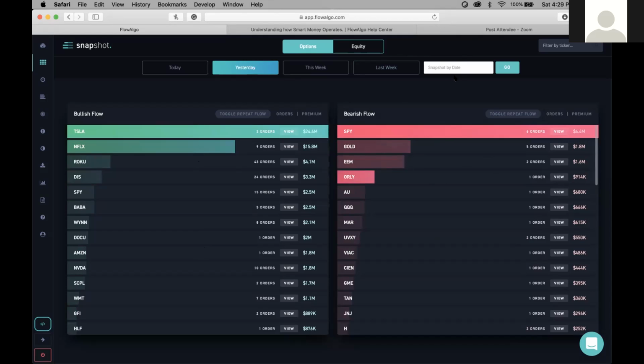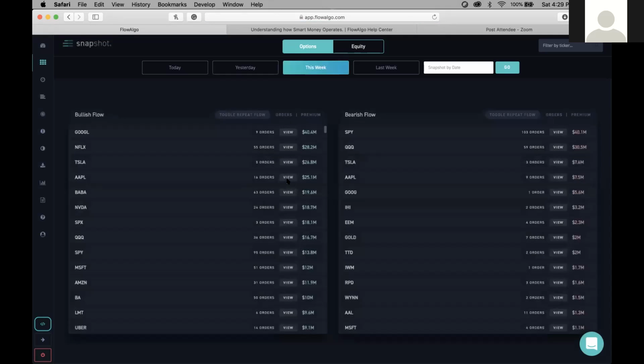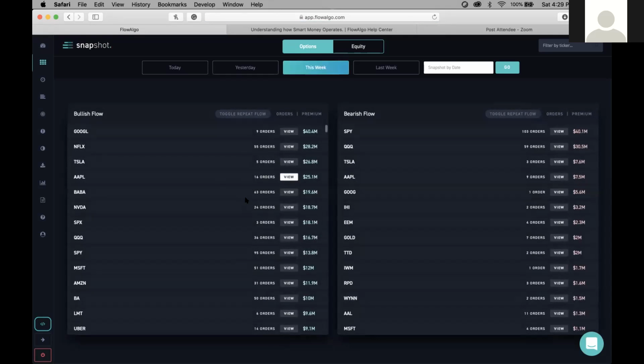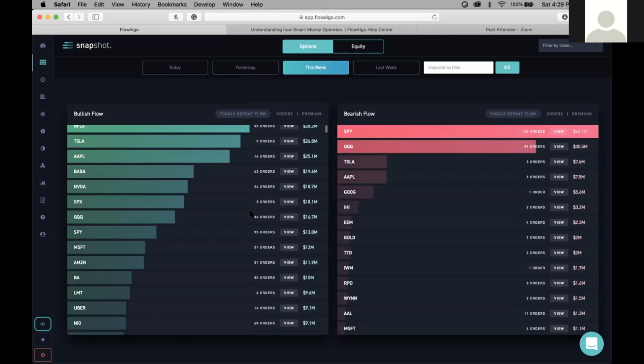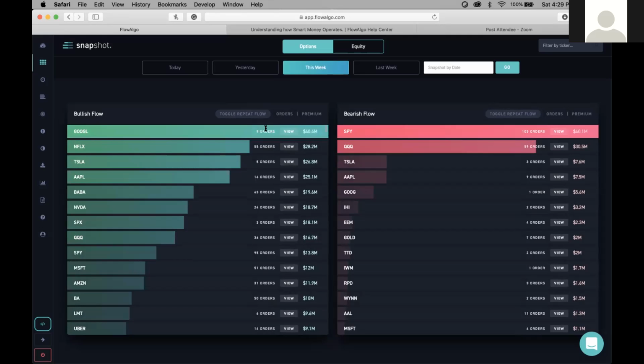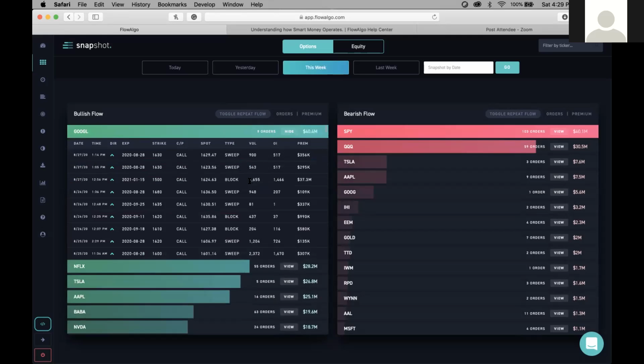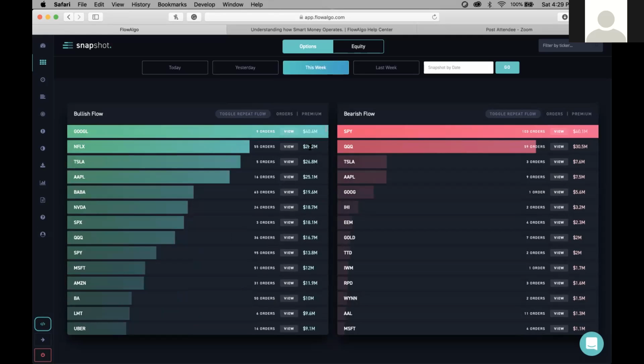What does this week's look like? Yeah, so this week, the weekly is going to give you even more stuff. You're going to see Google at the top. There's only 9 orders because there's going to be a massive order here somewhere, I think. Yeah, see 37 million here. So Google's at the top, and you have Netflix for the week as well.